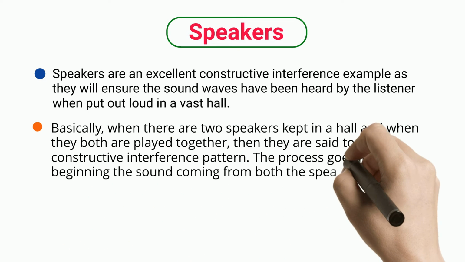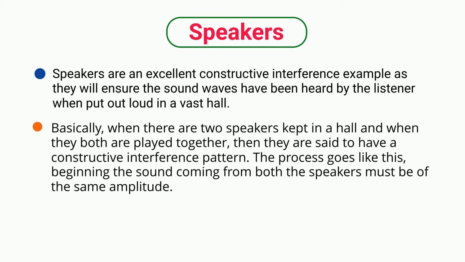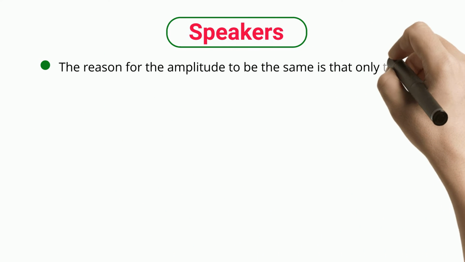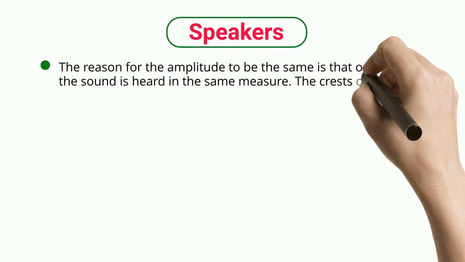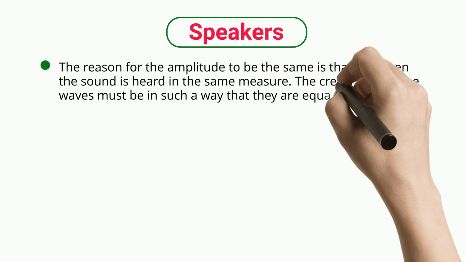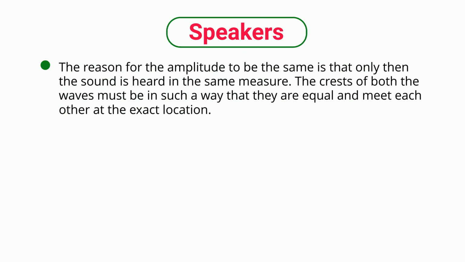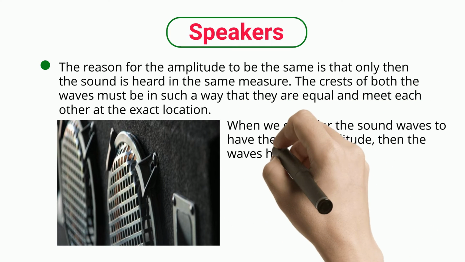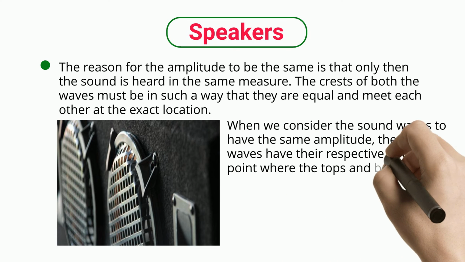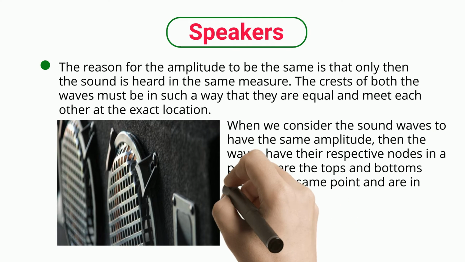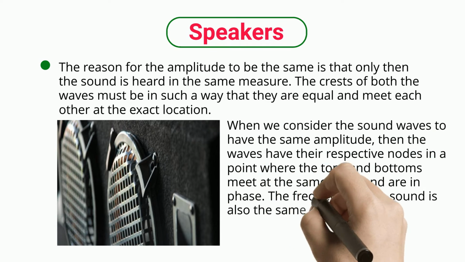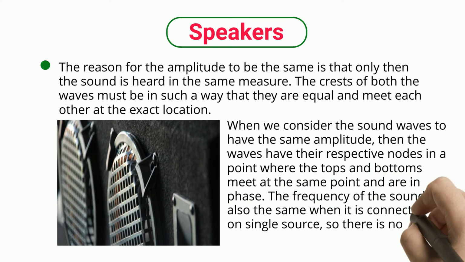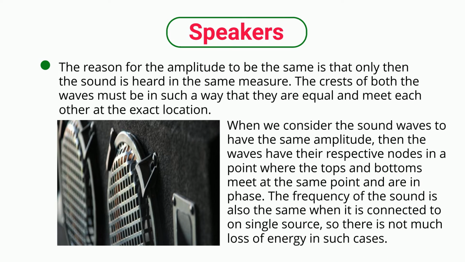The process goes like this: to begin, the sound coming from both the speakers must be of the same amplitude. The reason for the amplitude to be the same is that only then is the sound heard in the same measure. The crests of both the waves must be equal and meet each other at the exact location. When we consider the sound waves to have the same amplitude, then the waves have their respective nodes at a point where the tops and bottoms meet and are in phase. The frequency of the sound is also the same when it is connected to one single source, so there is not much loss of energy in such cases.